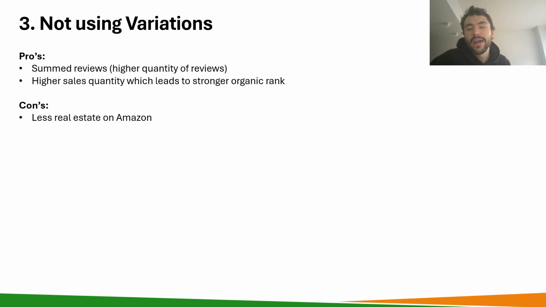The downside is you have less real estate on Amazon. So you're not taking up as many little spots on the platform. But keep in mind, if your listing is on page 3 and you have 20 spots, it doesn't really matter, right? Because no one goes to page 3. If you're on page 4, page 5, page 6, right? Now, if you can consistently have multiple listings on page 1, very difficult to do, that would be the situation where you'd say this is a con.